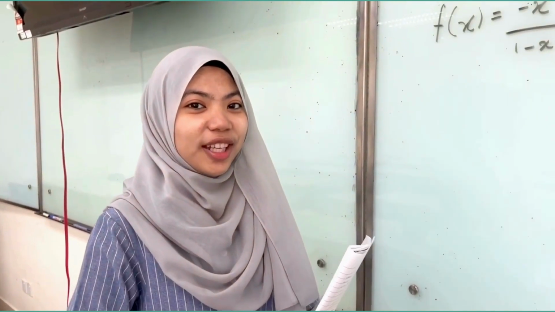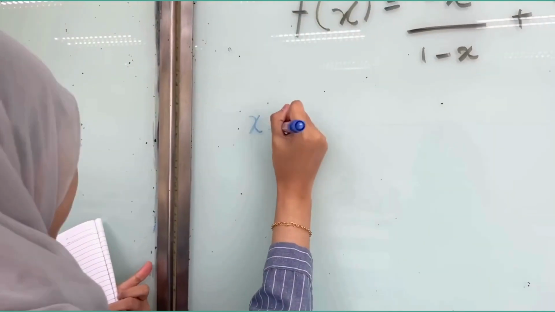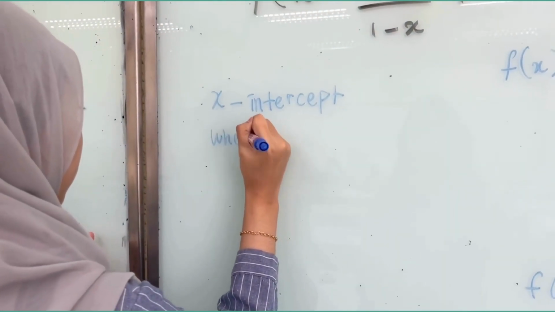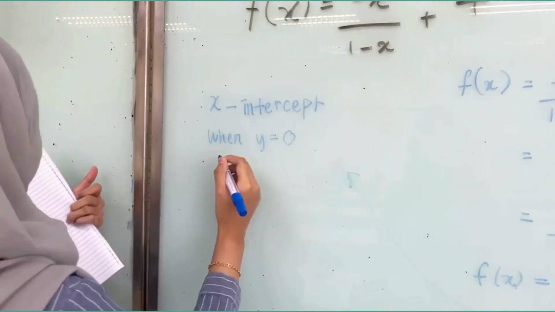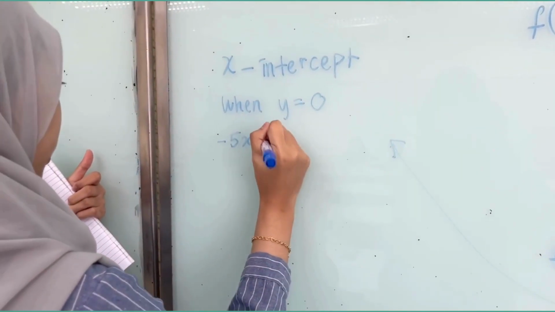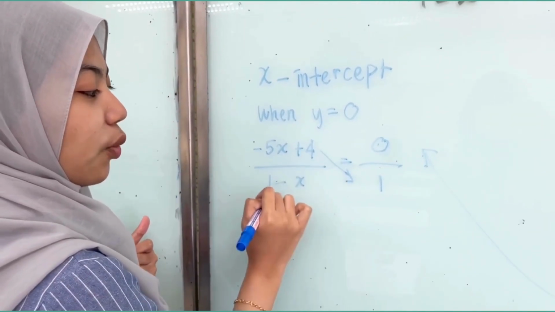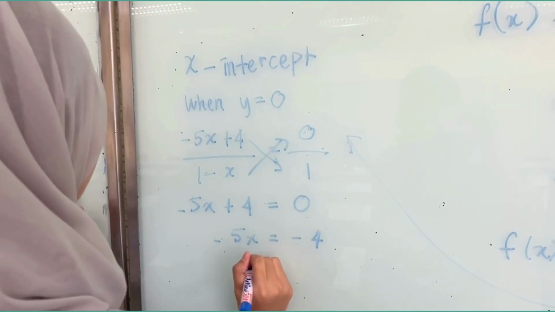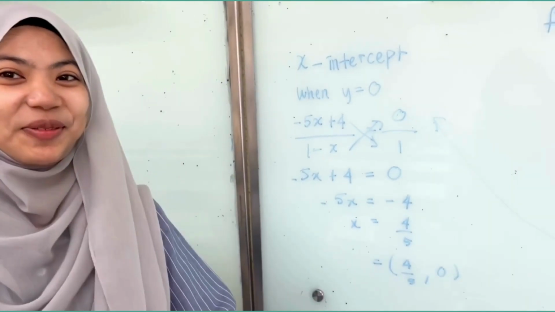Okay, let's move to find the x-intercept. For the x-intercept, we have to make y equal to 0. We take this one, equal to 0 over 1. And then this one multiplied with 1 and then 1 minus x multiplied with 0. And this is the answer for the x-intercept.